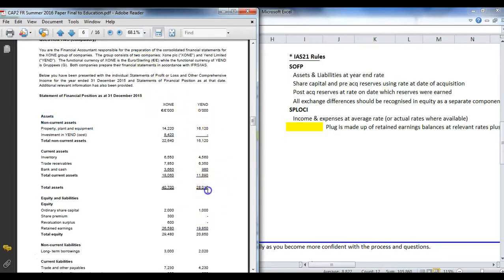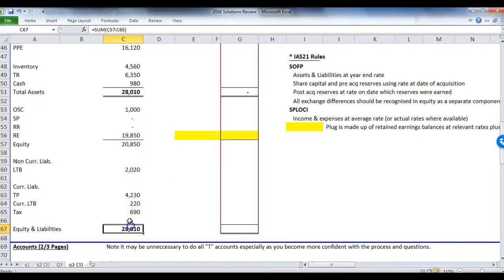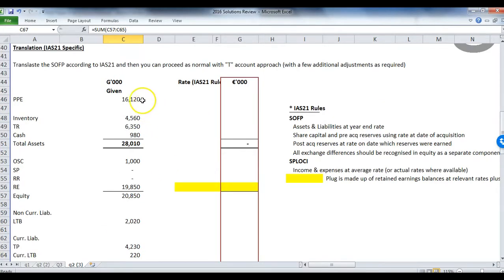So we have this 28010, and that's the 28010 here. So I've just put it in here in the Gruppy, and we need to translate it now into euros. And based on that, we need to use the IAS 21 rules. So you can see here, I've just copied out what the rules are. All assets and liabilities at the year end, all share capital and pre-acquisition reserves using the rate at the date of acquisition, which in this case here will be the 1st of January 2015. Post-acquisition reserves at the rate and the date which they're earned, and all exchange differences recognized in equity.